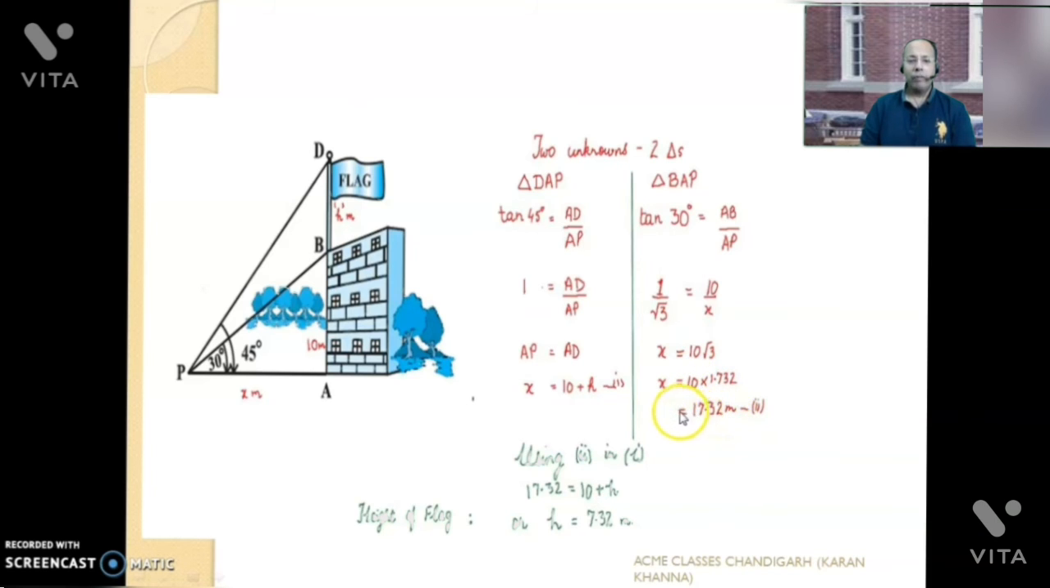Now use the value of x equal to 17.32 meters in this equation. We get h is equal to 7.32 meters. So from this we get that the distance of this point from the building is 17.32 meters and the height of the flagstaff is 7.32 meters. With this we come to the end of this specific problem.